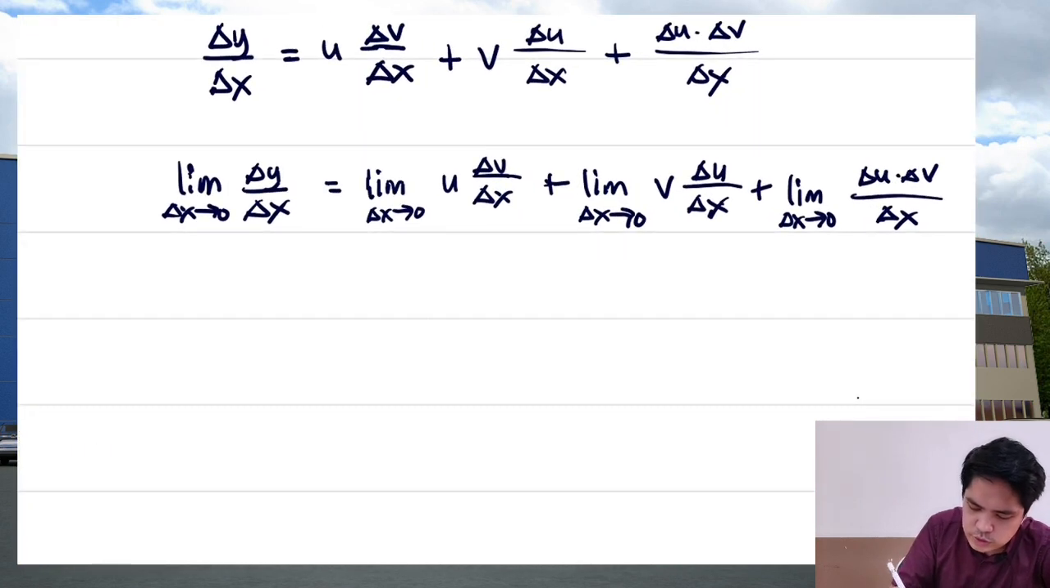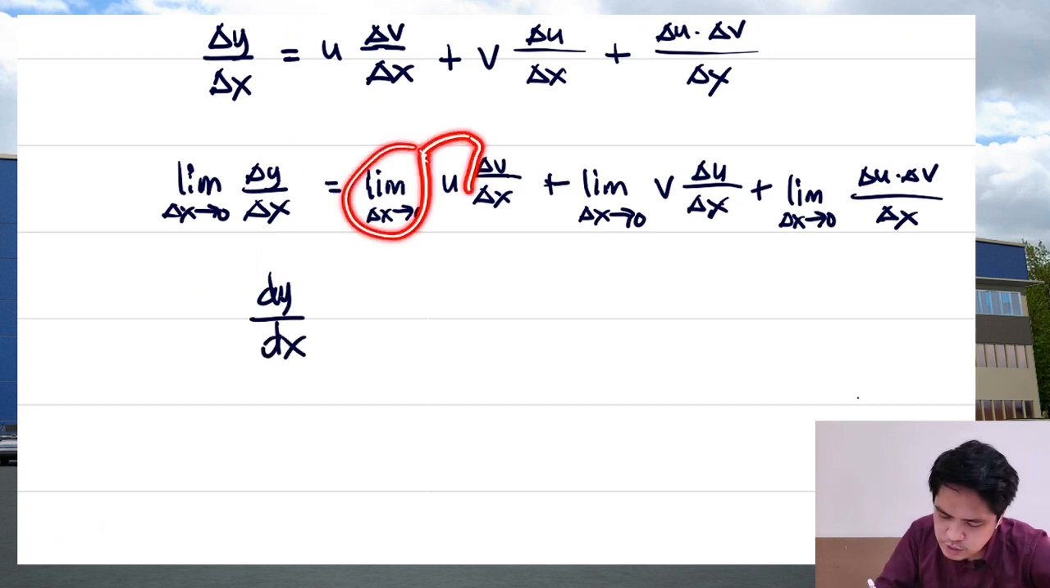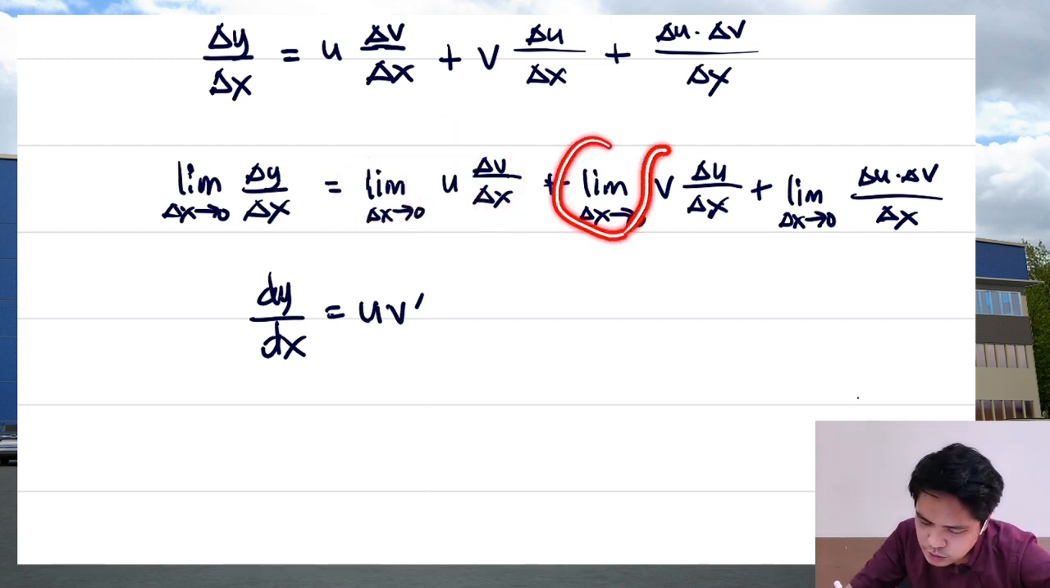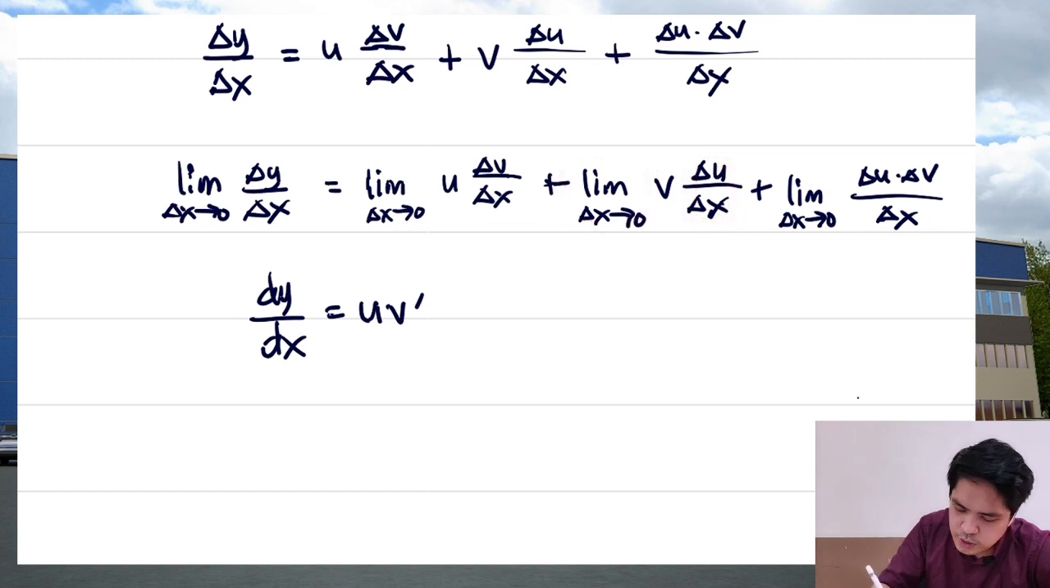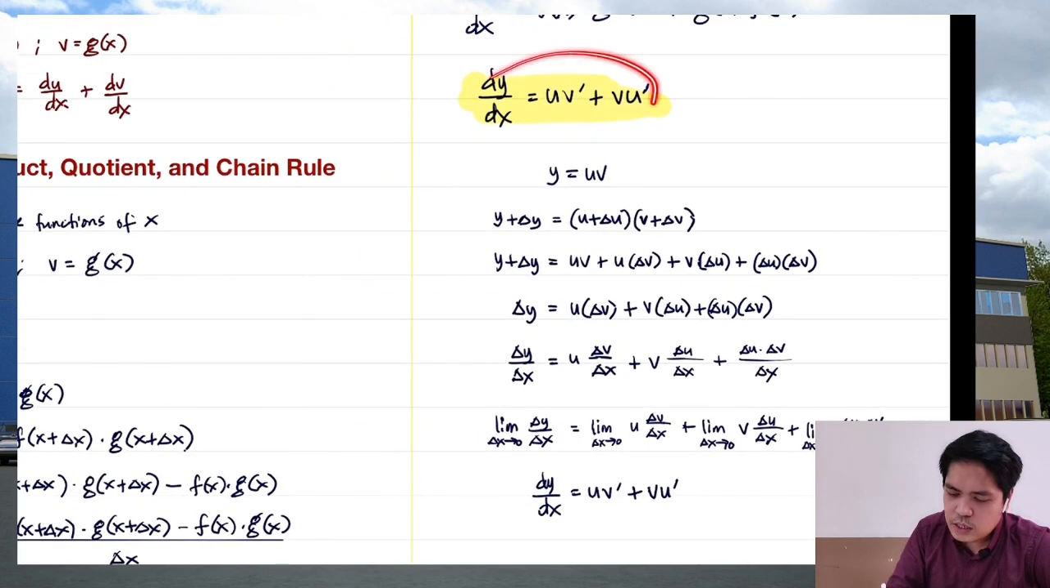Okay, so of course this is now dy over dx, and this is the derivative of v. So we'll have u v prime. Eto, that is v prime. As well as here, this is u prime. So we'll have plus v times u prime, which is the same as what we have derived kanina.